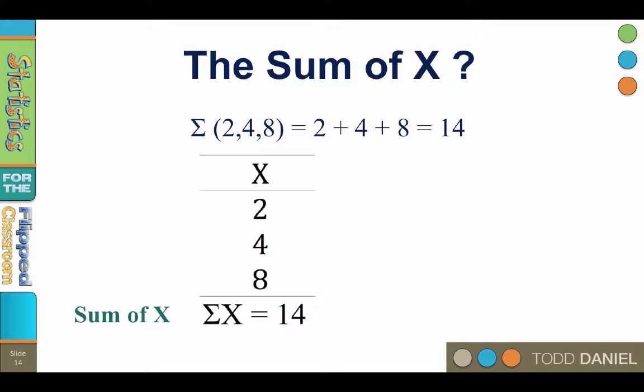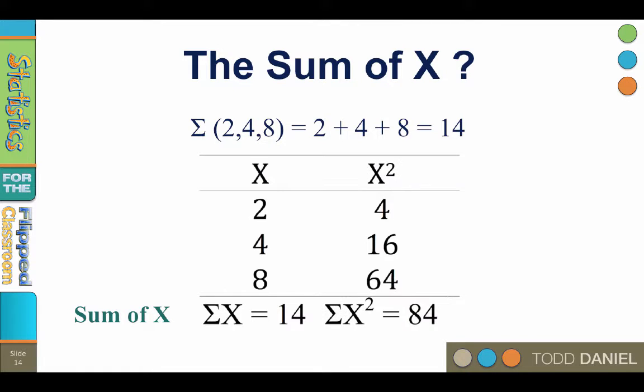Okay, now let's get really fancy. Let's create a whole new column based upon our x values. We will call this column x squared. This column comprises all of the x values after squaring them. To create this column, square each x value and record the result in the new column. Then add up the x squared values. We can now say that the sum of x squared is 84.